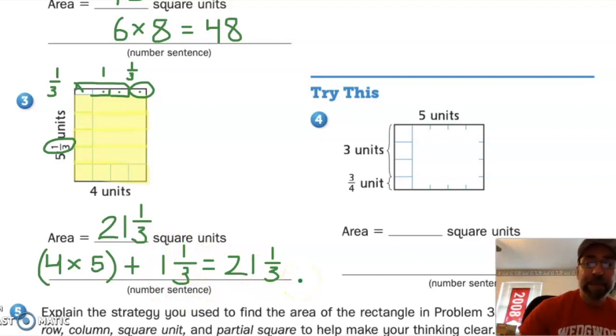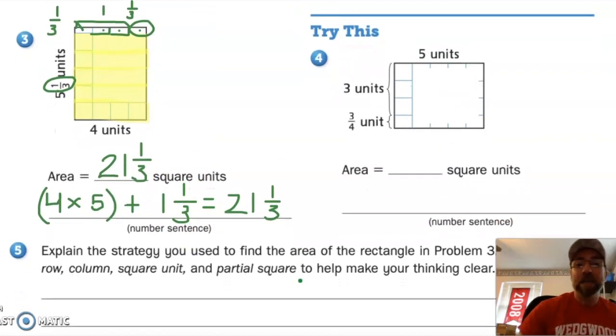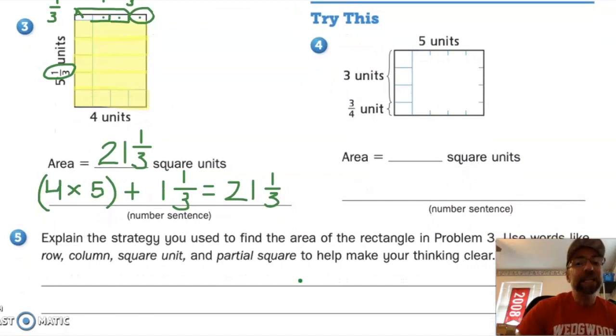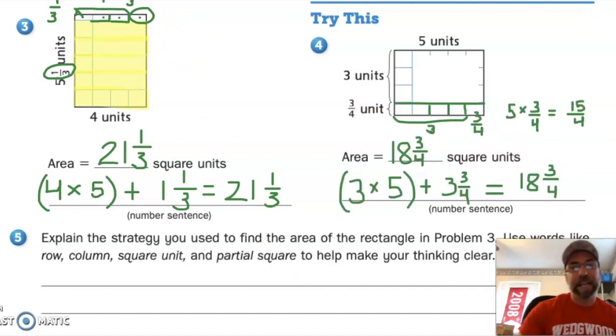Awesome job. Now number 4 is a try this problem. That means it's a little bit tricky, but go ahead and see if you can solve this problem. Hit the pause button while you go ahead and figure it out. All right, let's see how you did.